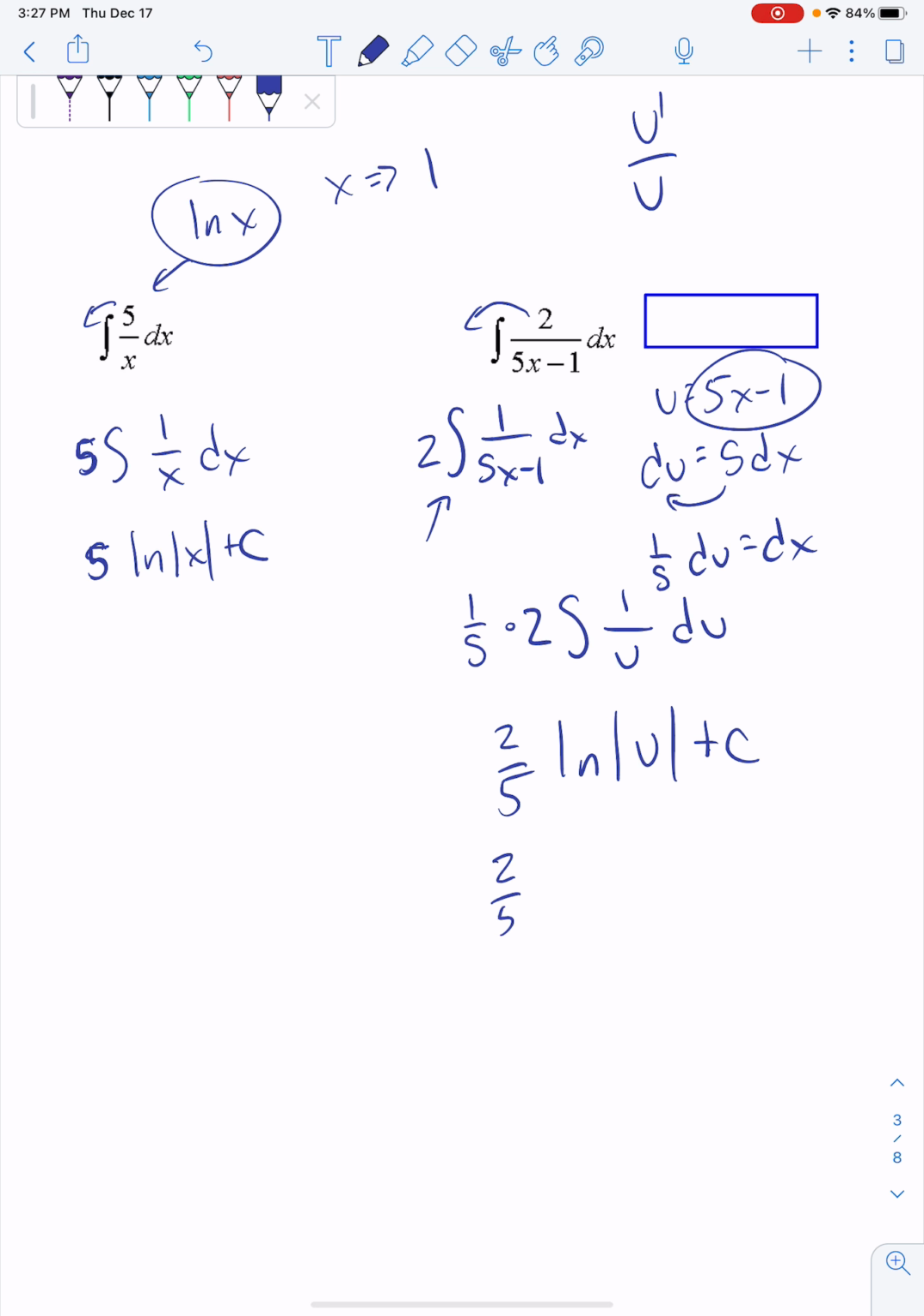So I'm going to get 2/5 natural log of the absolute value of 5x minus 1 plus c. And that's where I'm going to leave my final answer, okay?